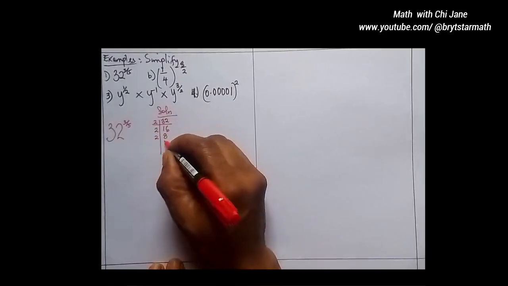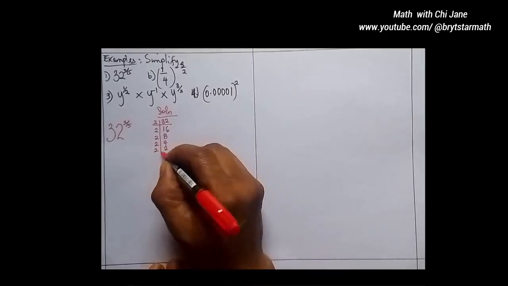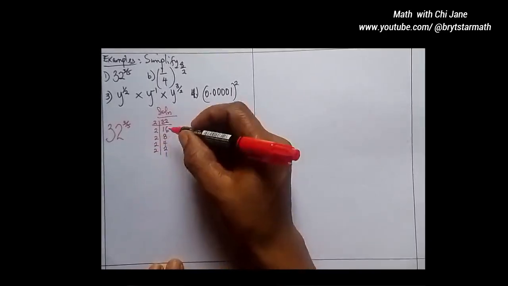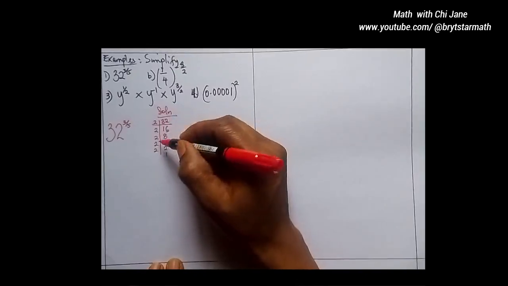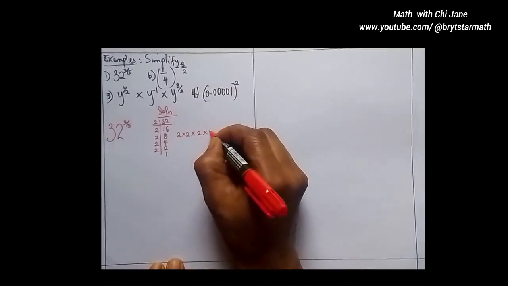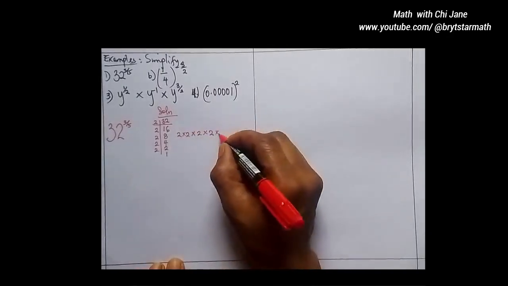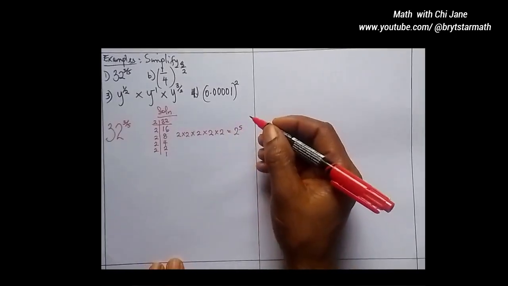16. 2 divides 16, that's 8. 2 divide 8 is 4. 2 divide 4 is 2, and 2 divide 2 is 1. So expressing 32 as a product of its prime factors is now 2 times 2 times 2 times 2 times 2. That means it's 2 raised to the power of 5.